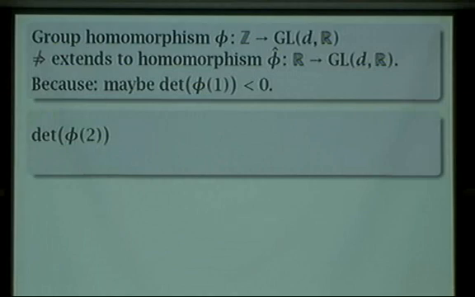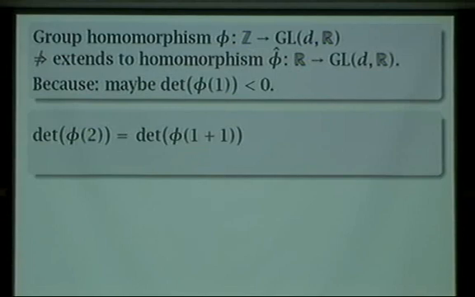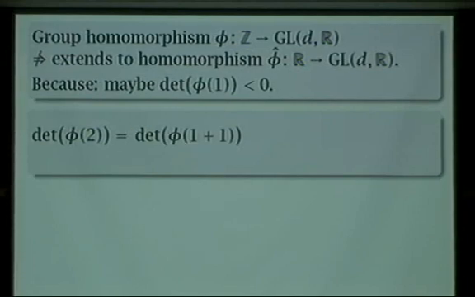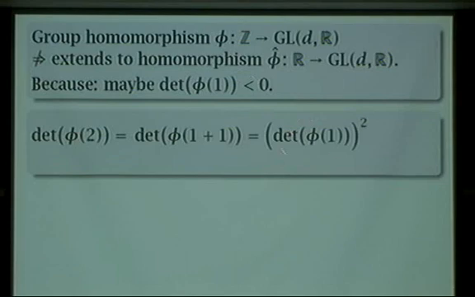yeah, phi of 1 might have negative determinant, but if you look at phi of 2, well, let's just calculate that. The determinant of phi of 2 is the determinant of phi of 1 plus 1. Remember, we've got a homomorphism from Z, an additive group, to a multiplicative group. So phi of 1 plus 1 is phi of 1 times phi of 1, so it's phi of 1 squared. But the determinant of a square is the square of the determinant. So what we get here is just the determinant of phi of 1, quantity squared. If you square a real number, that's obviously going to be positive.